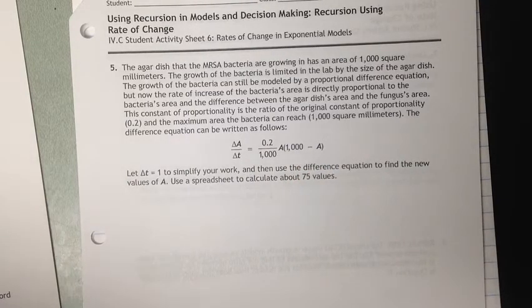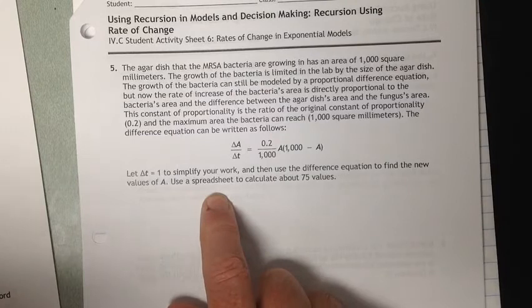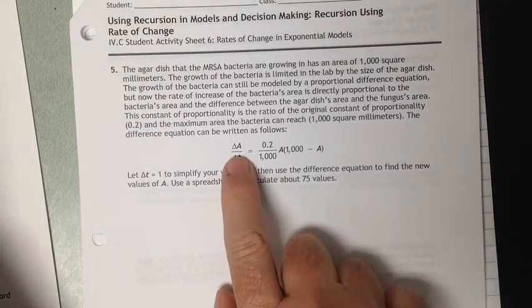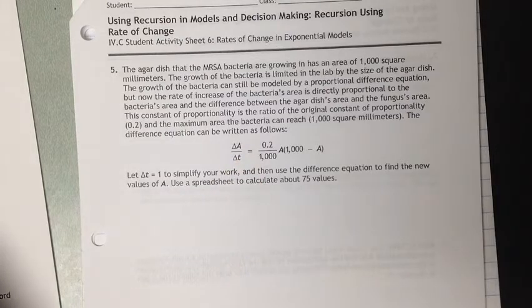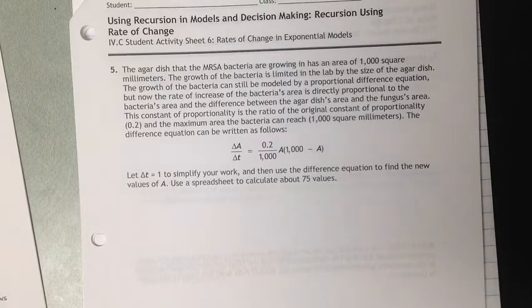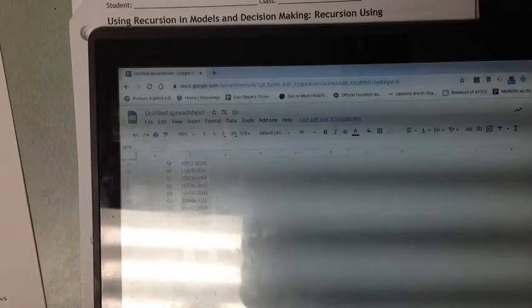So let delta T be equal to 1 to simplify your work, and then use the difference equation to find the new values of A. Use a spreadsheet to calculate about 75 values. All right? So let's see if this works. We're going to let delta T be equal to 1. We're looking for the change in A here. If we start with 2, once again, I'm going to start with 2.